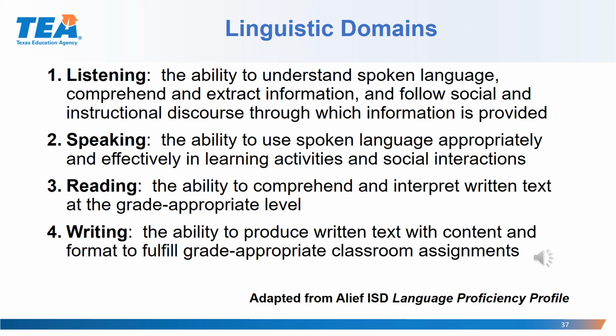Listening is the ability to understand spoken language, comprehend and extract information, and follow social and instructional discourse through which information is provided. Speaking is the ability to use spoken language appropriately and effectively in learning activities and social interactions. Reading is the ability to comprehend and interpret written text at the grade appropriate level. Writing is the ability to produce written text with content and format to fulfill grade appropriate classroom assignments.